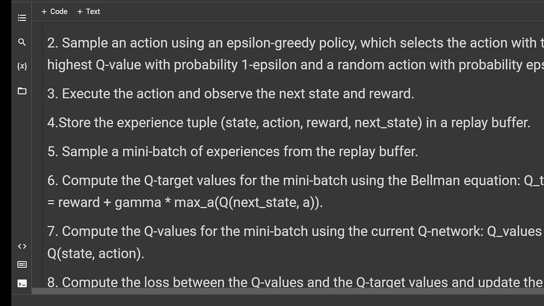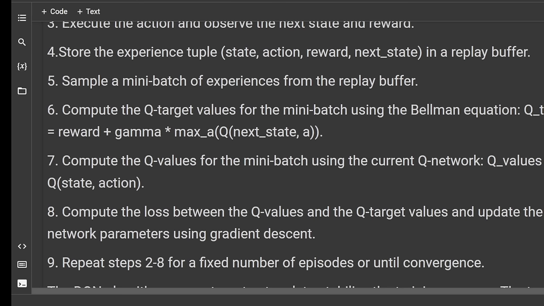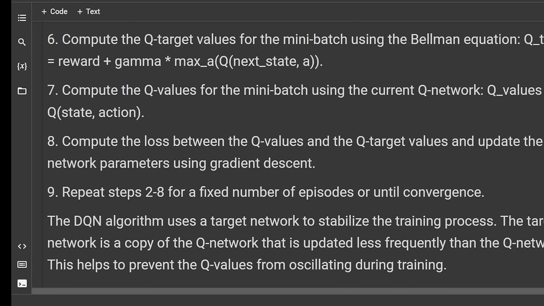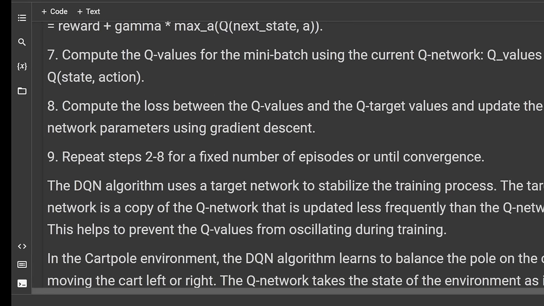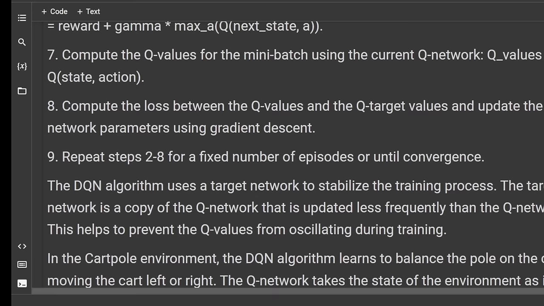Execute the action and observe the next state and reward. Store the experience tuple in a replay buffer. So we have implemented the class already. Sample a mini batch of experiences from the replay buffer. We have already created the method for that. Compute the Q target values for the mini batch using the Bellman equation. So basically, this is how we calculate the target Q value. I'll explain to you when we write the code. Compute the Q values for the mini batch using the current Q network. Compute the loss between the Q values and the Q target values and update the Q network parameters using gradient descent. And we'll keep doing these steps until we reach convergence or we reach a fixed number of episodes.